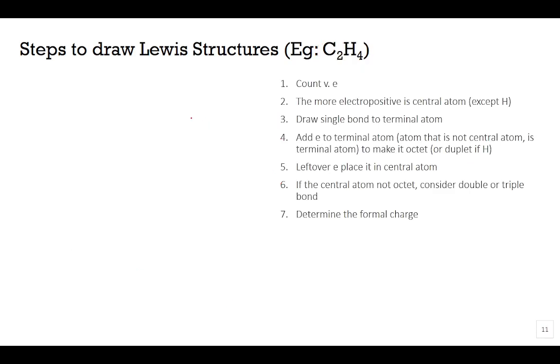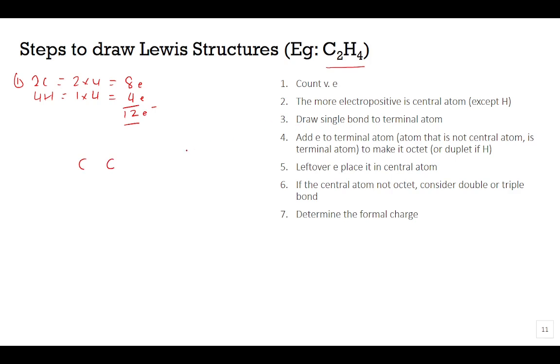Okay, next one. Steps to draw. I have sorted out everything here. So C2H4. Now you have 2 central atoms, but the steps are the same. First, count the valence electrons. There are 2 carbon, so 2 times 4 is 8 electrons, and there are 4 hydrogen, 1 times 4 equals 4 electrons, so this is 12 electrons. The more electropositive is the central atom. So you have 2 central atoms, carbon and carbon here.